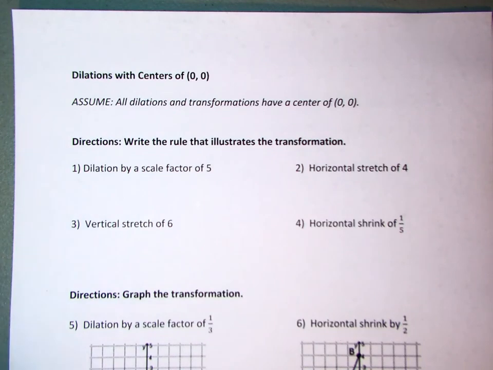This video is on dilations. It says here that we are going to assume that all dilations and transformations have a center at the origin, at 0, 0. So numbers 1 through 4 say to write the rule that illustrates the transformation. In number 1, we have a dilation by a scale factor of 5.